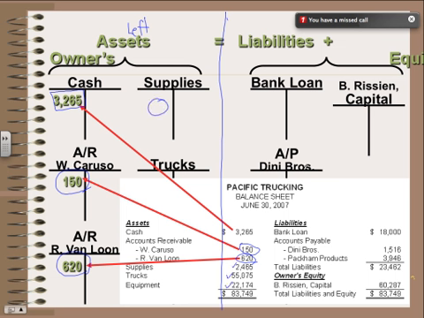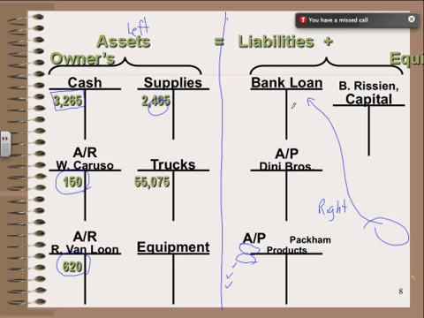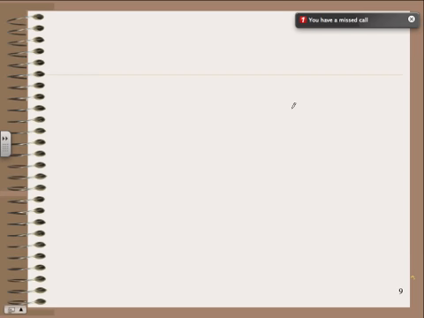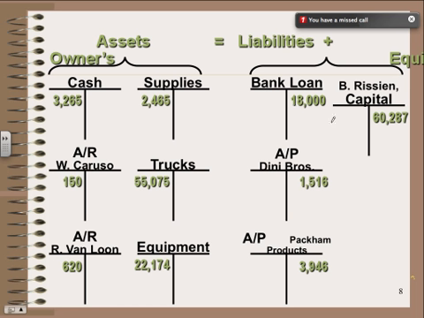And likewise, the items on the right-hand side of your balance sheet are going to go on the right-hand side. So you're going to see bank loan of $18,000 is going to go right here on the right side. Okay, there's the supplies, trucks, and equipment I told you about. And all of these items on the right side have balances on the right. So again, in summary, you just took the balances on the balance sheet and put them on the correct side of the T accounts. And this will make sense to you when we start doing the transactions.